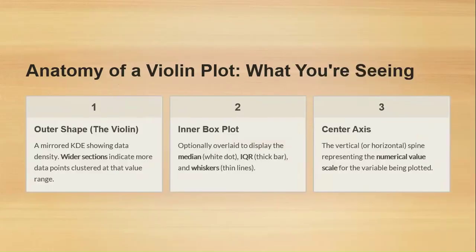Now, let us understand the main components of a violin plot. The outer shape represents the density of the data. Wider sections indicate areas where many observations are concentrated. Inside the violin, we see a box plot showing the median and interquartile range. The center axis represents the scale of the variable being analyzed. Together, these components help us understand not only the center and spread, but also how the data is distributed overall.